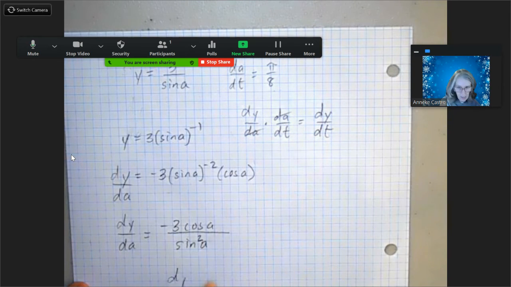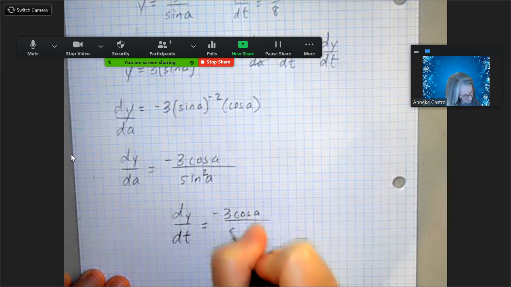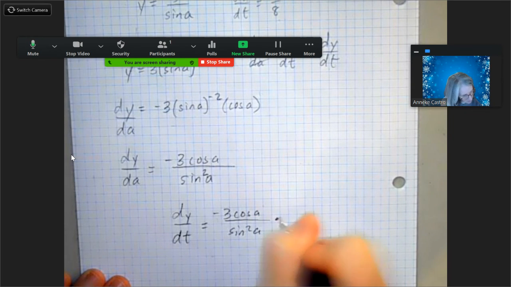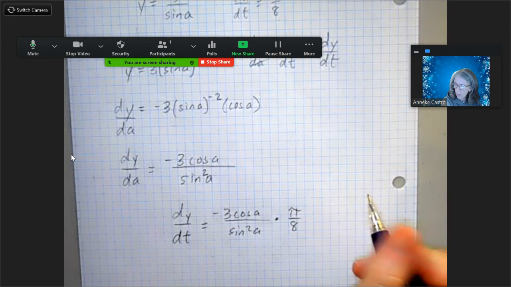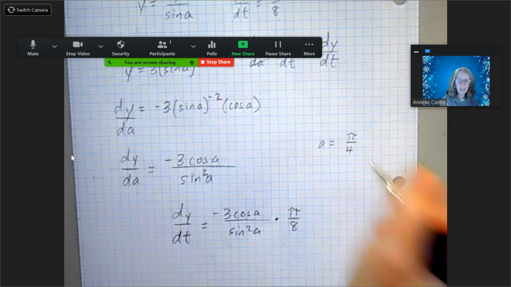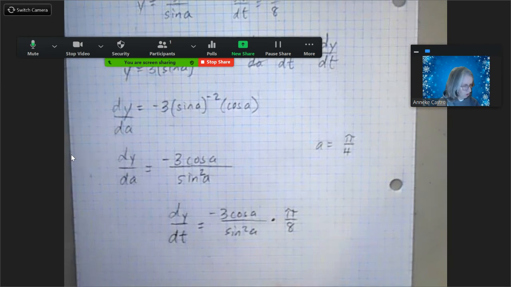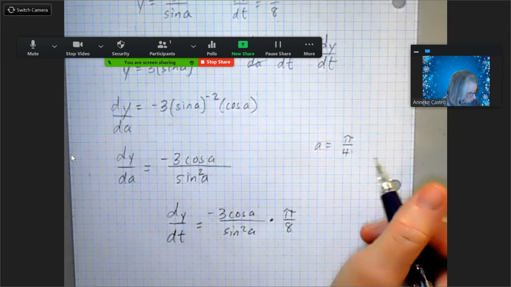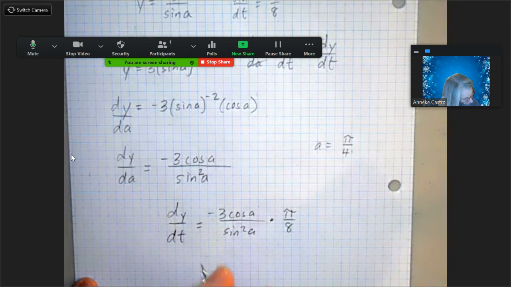So dy dt is going to be equal to dy dA times pi over 8. And just like before, my a for this problem is pi over 4. And remember, your a might be something different. All your numbers might be a little bit different, but I'm still going to use my unit circle. Whatever they give you for a is on the unit circle. You want to use exact values. All right, so I'm going to go ahead and simplify this and substitute in my pi over 4.